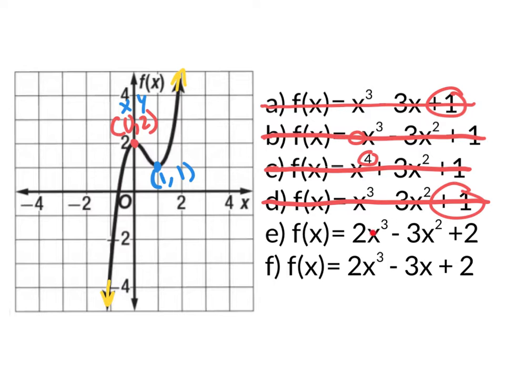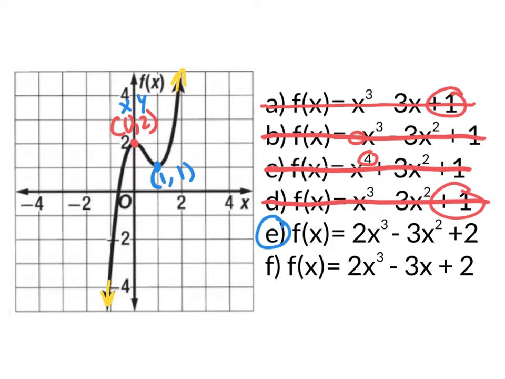So if I plug in a 1 for x, 1 cubed is 1, 2 times 1 is 2, 1 squared is 1, times 3 is 3. So you have 2 minus 3, that's negative 1. Negative 1 plus 2 is 1. So this one gives us the 1, 1. So far it looks like E is the correct answer. But let's double check and make sure that it doesn't work for this one.